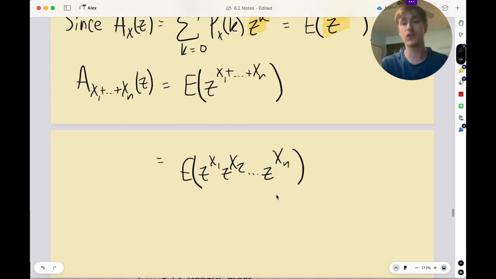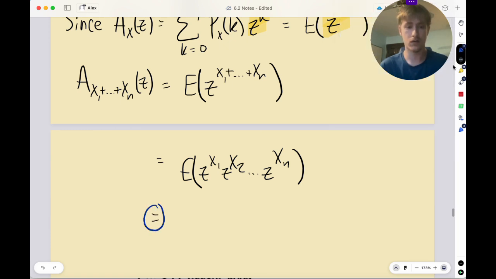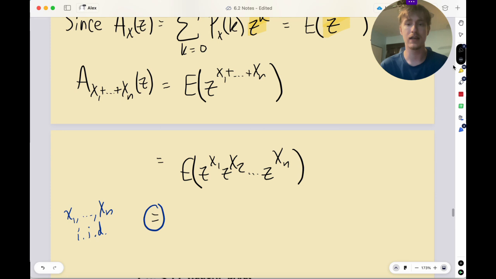And we have to assume, for this next part, that all of the random variables are, you guessed it, independently and identically distributed. Mainly independent, right? The independence assumption allows us to multiply the expected values. The expected value of a product is thus the product of the expected values.